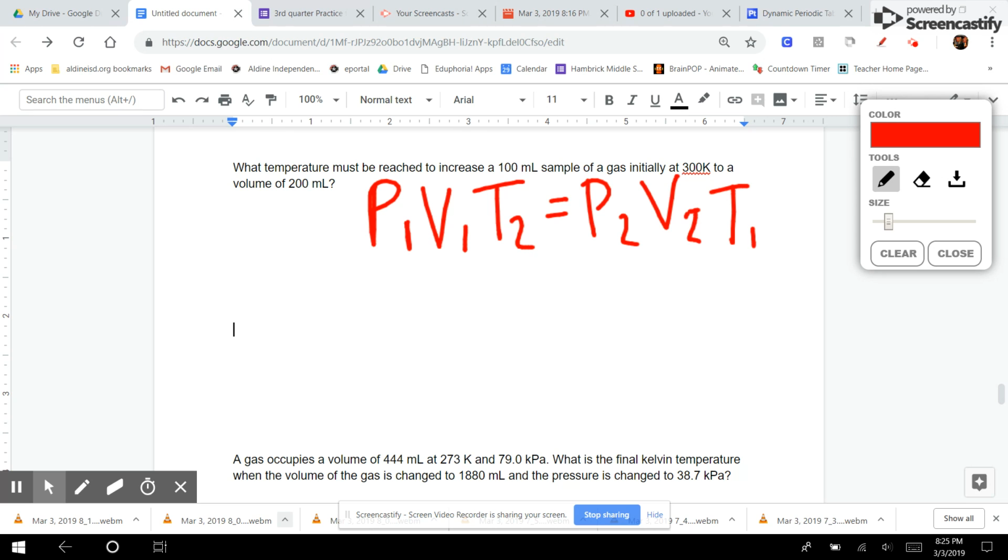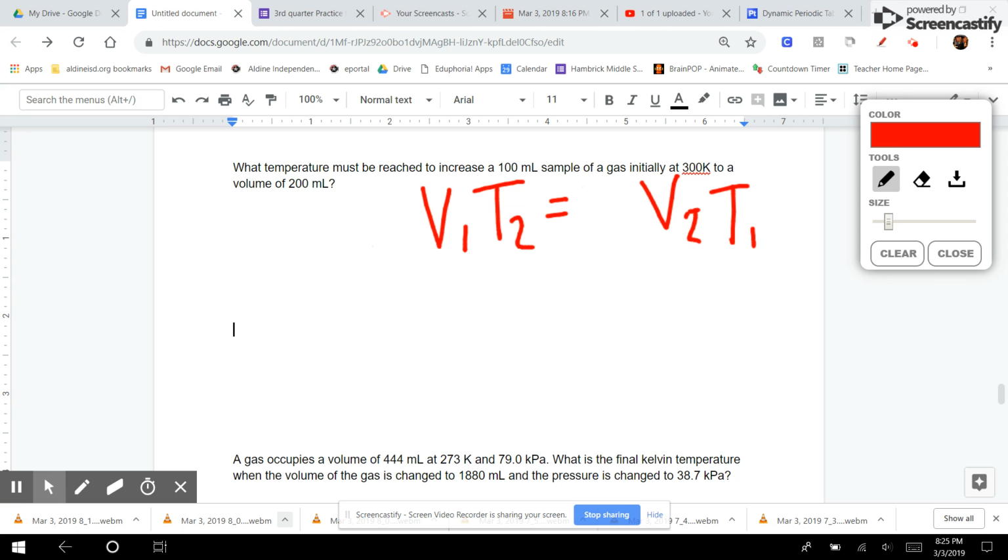Now, when you read this question, pressure is not given, which means pressure is assumed to be held constant. So we're actually going to remove the variable pressure from our formula because we are assuming that pressure is constant, which means it's not changing and we don't need to account for it in our calculations.